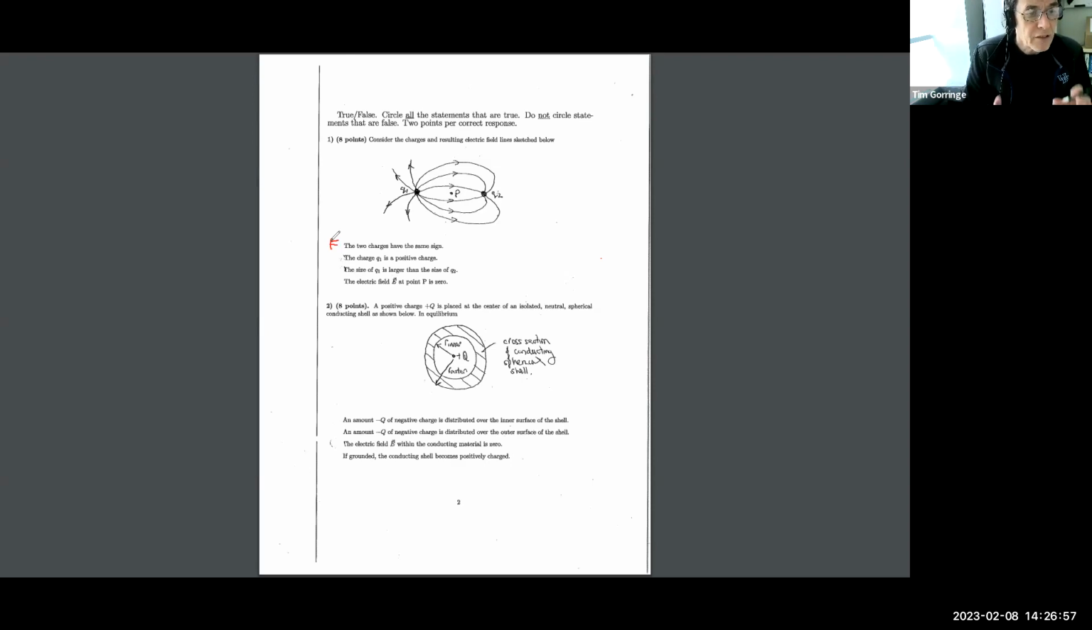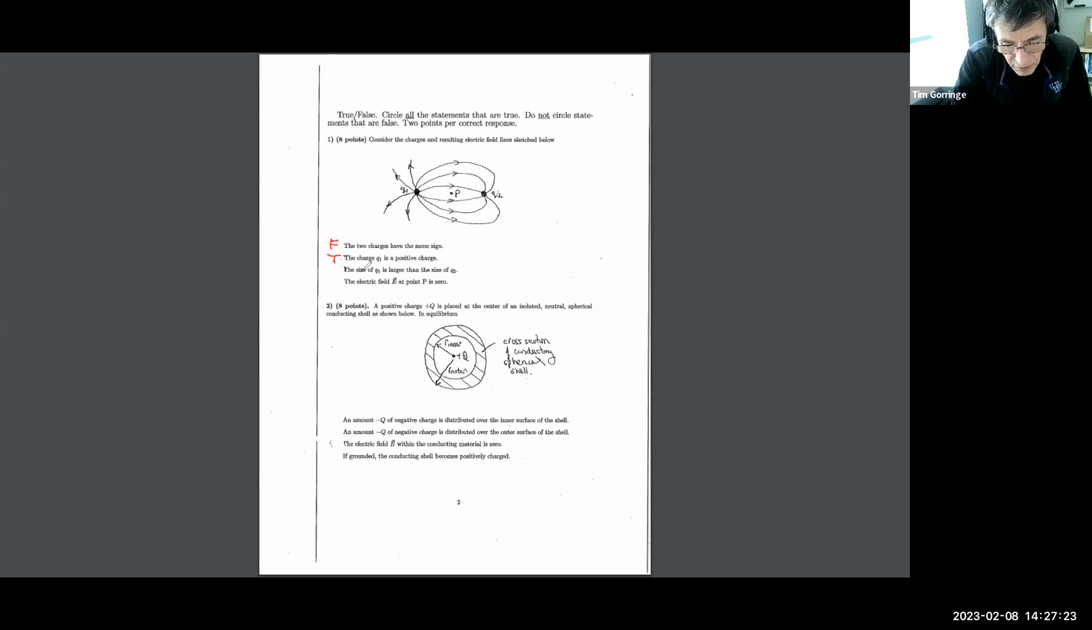Second statement says that charge Q1 is a positive charge. As I said, for a positive charge, the field lines emerge outwards from the charge, and for a negative charge, the field lines enter inwards towards the negative charge. So these field lines are emerging outwards from the charge Q1. So this statement is true. Q1 is a positive charge.